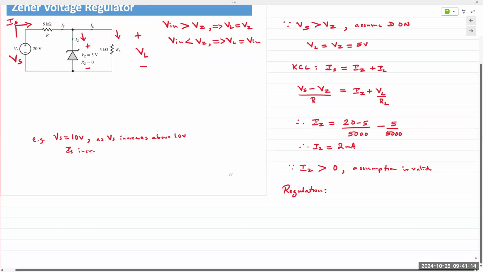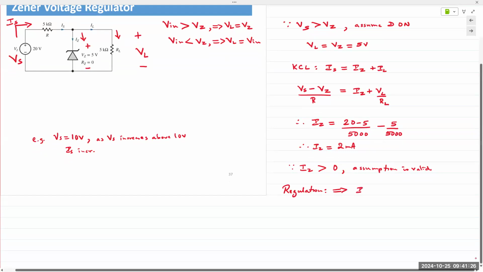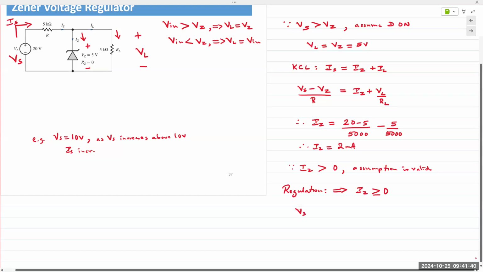Okay. And so to find that value, we can simply take our equation from above. For regulation to occur, the Zener diode must turn on. And for it to turn on, of course, Vs must be greater than Vz. And if it's on, then there is a current flowing through it, and Iz would have a positive value. And so we'd simply take the equation from above and plug it in here. So Vs minus Vz over R minus Vz over RL must be greater than or equal to 0.